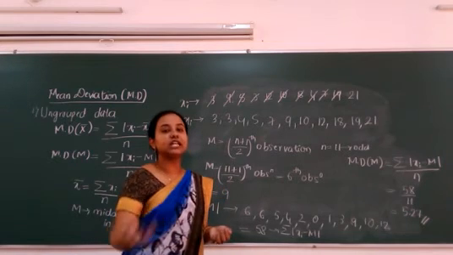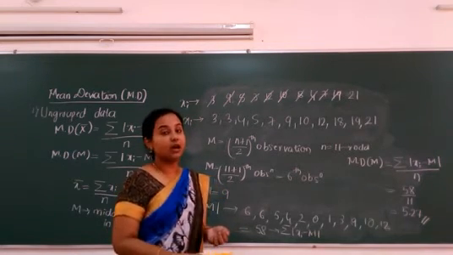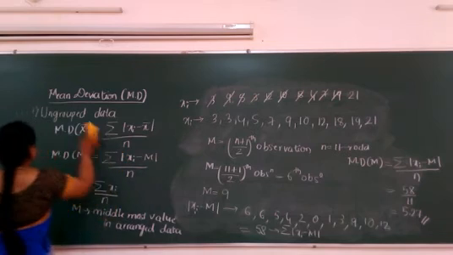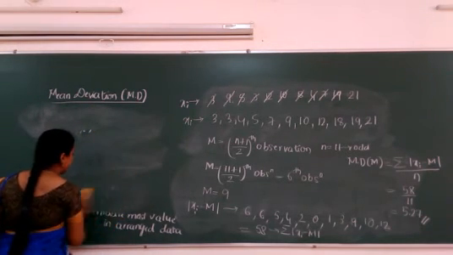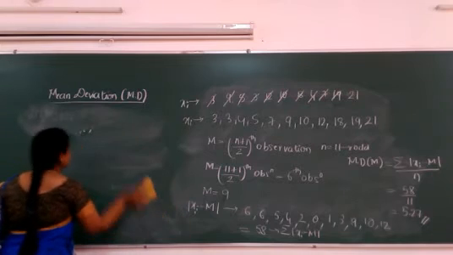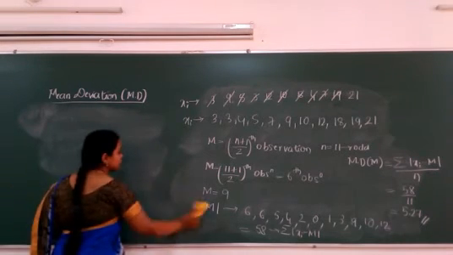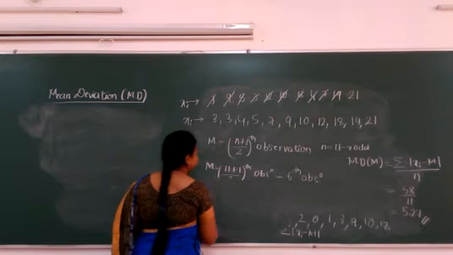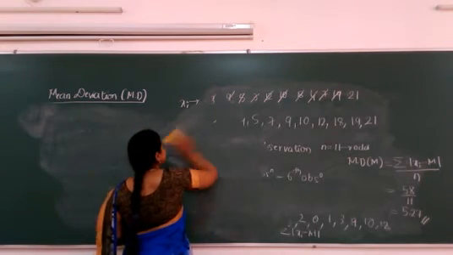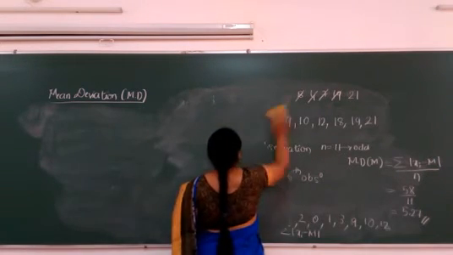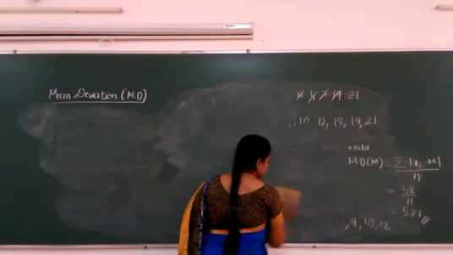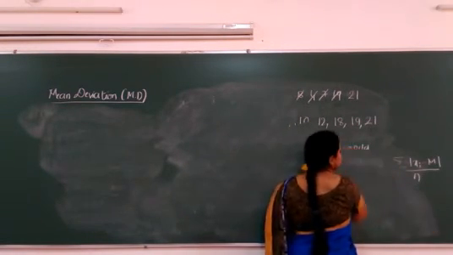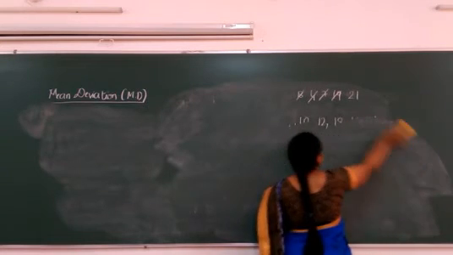We will go to the next type of data: grouped data. In our previous class, we have studied what grouped data is. If the data is arranged in an order or grouping has been done, then it is called grouped data. And we have seen that in grouped data there are again two types of data: discrete data and continuous data.